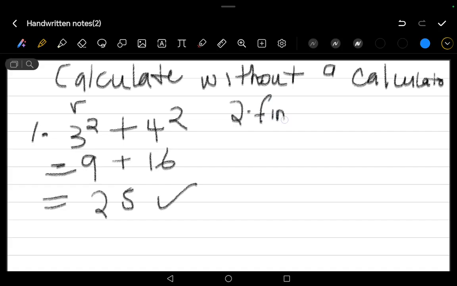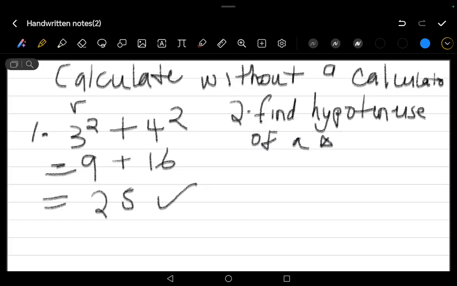So here you're going to find the hypotenuse of a triangle with 5 centimeter and 12 centimeter. So I want you guys to find the hypotenuse of a triangle with a 5 centimeter and a 12 centimeter side. How are we going to get the hypotenuse? We're going to use the theorem of Pythagoras. Yes. So I'm going to use 5 squared plus 12 squared.